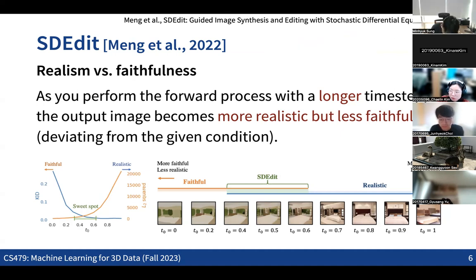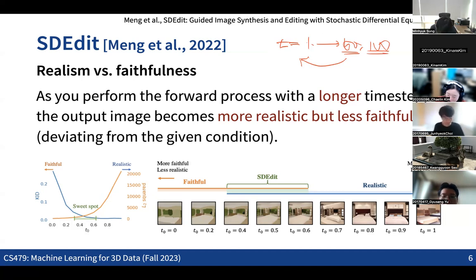But what is interesting is that if you run the process for just a small number of steps, like 50 or 100, and run the reverse process back until time step 1, then you actually get results which are close to your input. So the results do not deviate too much from the given input image. But obviously the drawback might be that as you run the forward and reverse processes for a shorter number of time steps, the output may not look realistic.